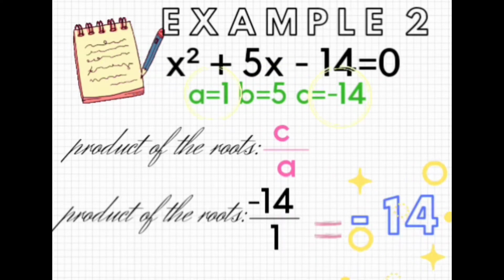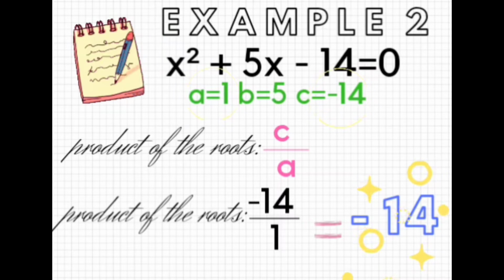For the product of the roots, we will be using the formula c over a. Substitute the value of c, which is negative 14, and the value of a, which is equal to 1. So we have negative 14 divided by 1, that is equal to negative 14.